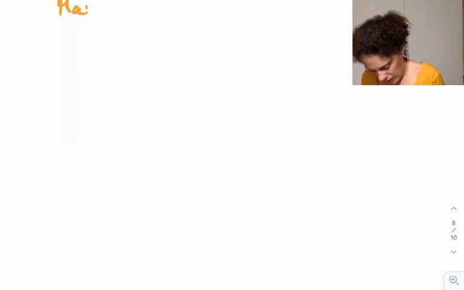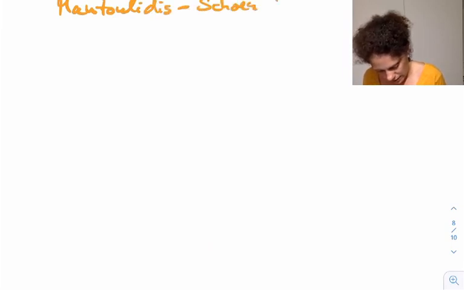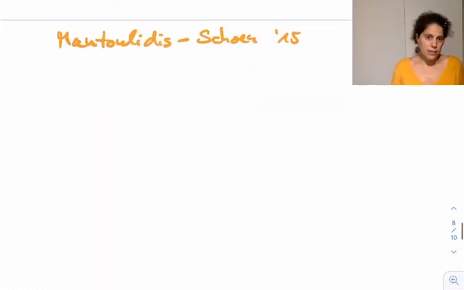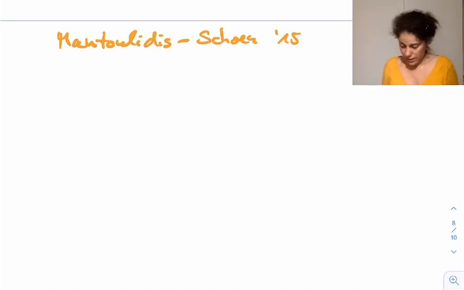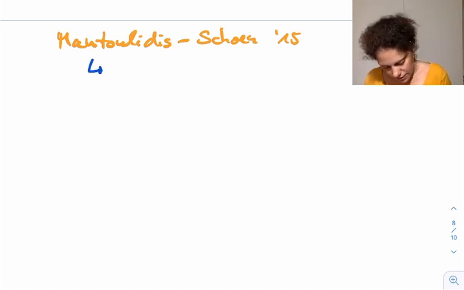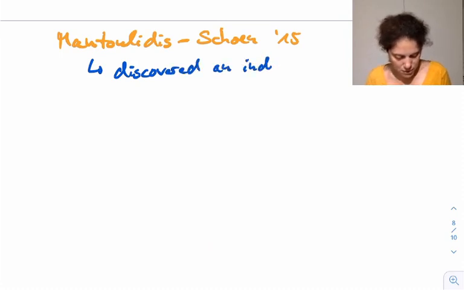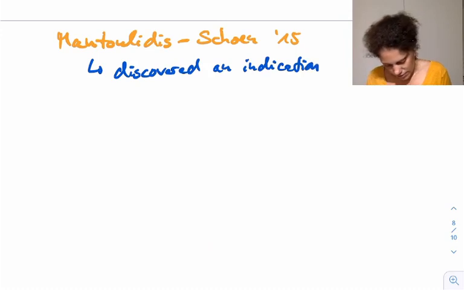More importantly, for the rest of my talk, I would like to mention that there was another work by Mantoulidis and Schoen in 2015, discussing somehow indirectly the stability of the Penrose inequality. And I will talk more about this in part 2 of the video. So they discovered an indication of the instability we discuss here. Instability, and I'll say more about this, as I said, in part 2.